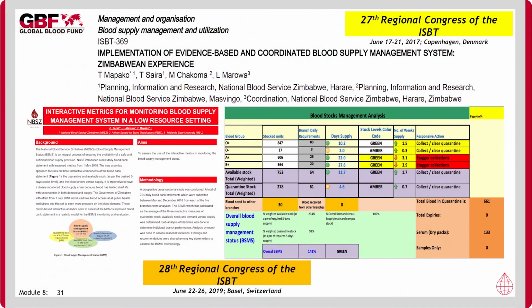The National Blood Service Zimbabwe has widely presented its operational research on blood supply management status. Fundamentally, the foundation is a color-coded inventory management system that provides the overall blood supply management status based on three key measures. These are quarantine, available, and order/supply data. More details on this alternative system will be shared in the monitoring and evaluation module.